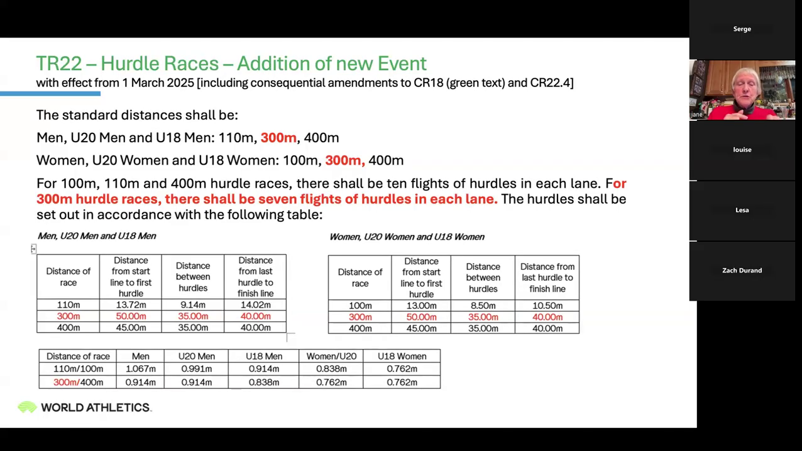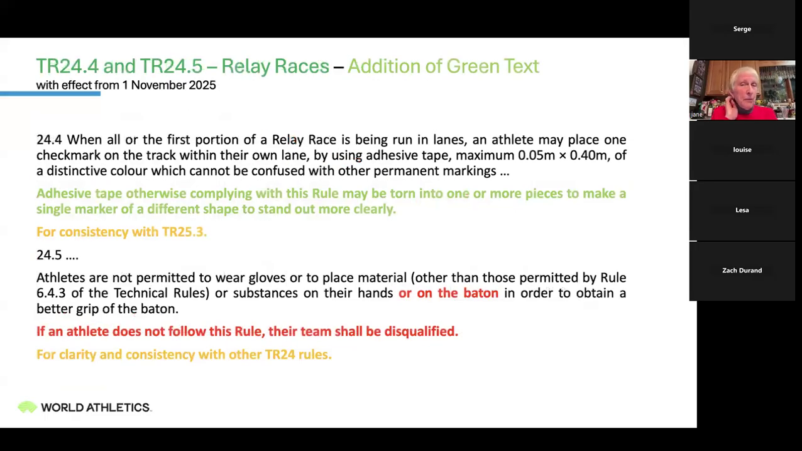But then the distances between the hurdles and the distance to the last finish line are the same. All right. So there's only one new distance to remember. And also, I know it's difficult to remember hurdle heights for the different classifications. So no new news here. 300-meter hurdles and 400-meter hurdles are the same for heights for each one of the different classifications. So no new news there. But it's now in the rule book, so you don't have to remember.